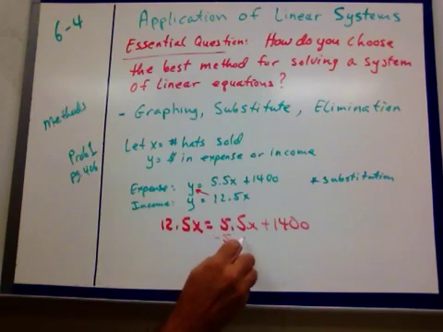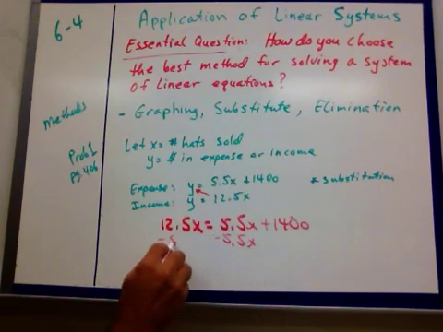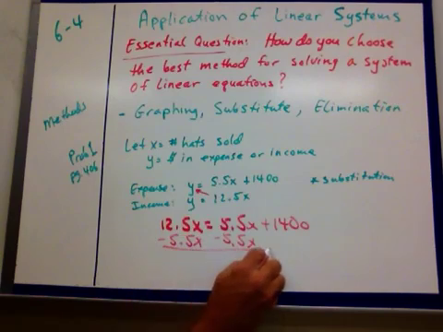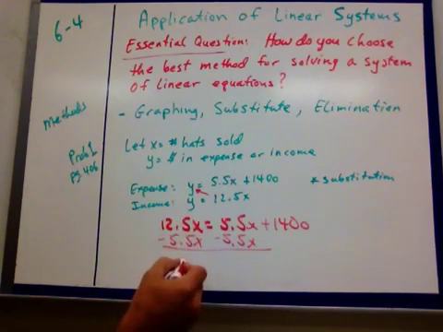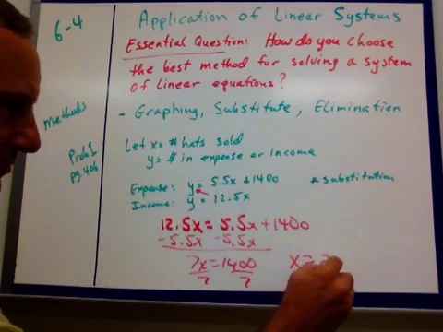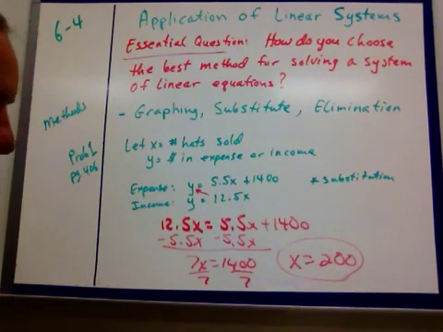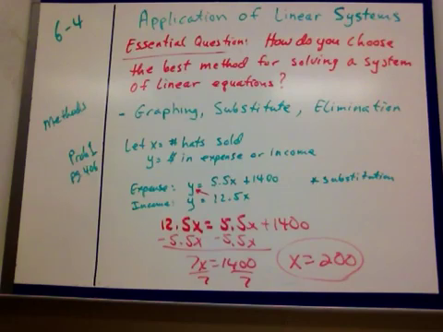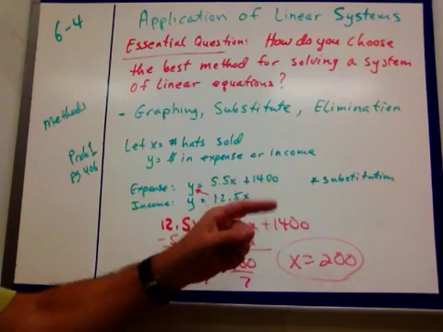Subtract this over, so we get all of our x's on one side. This cancels out to 0. I get 7x equals 1,400. Divide out the 7. x equals 200. He's got to sell 200 hats to break even. So that's one application of it right there, and I did it by substitution.